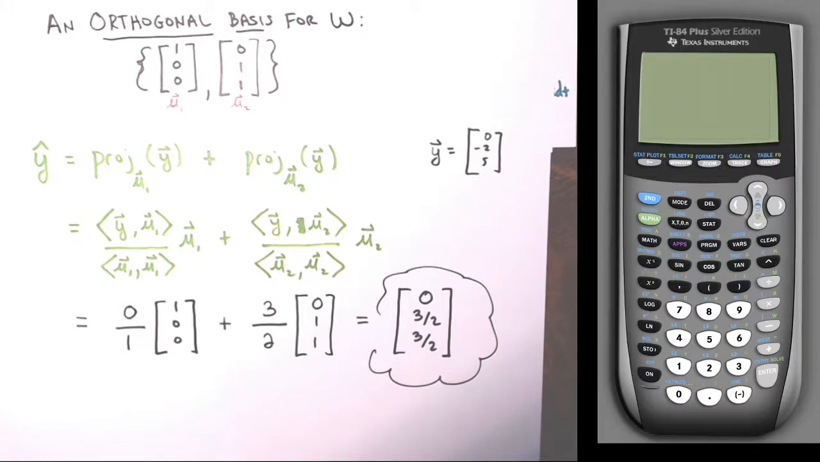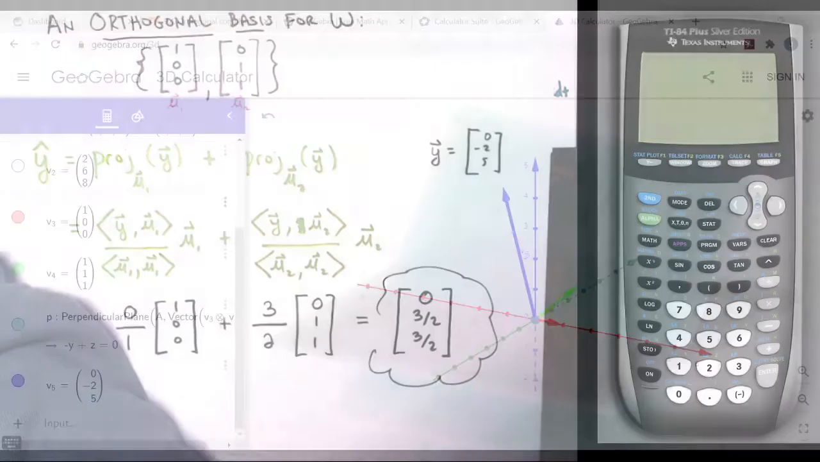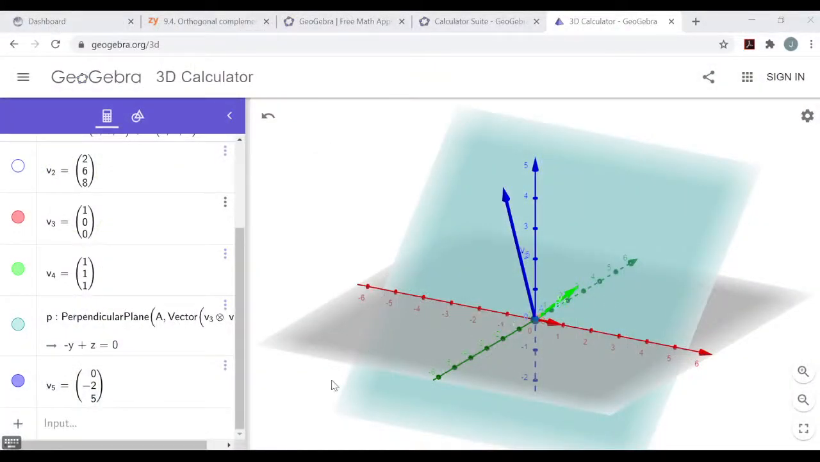All right, there's our projection vector. Let's take a look at that on the website. So that vector was the vector 0, 3 halves, 3 halves. I'm going to call this V6, equals the vector 0, 3 halves, 3 halves. I guess I could just do 3 halves times 0, 1, 1, but I've already started typing it.